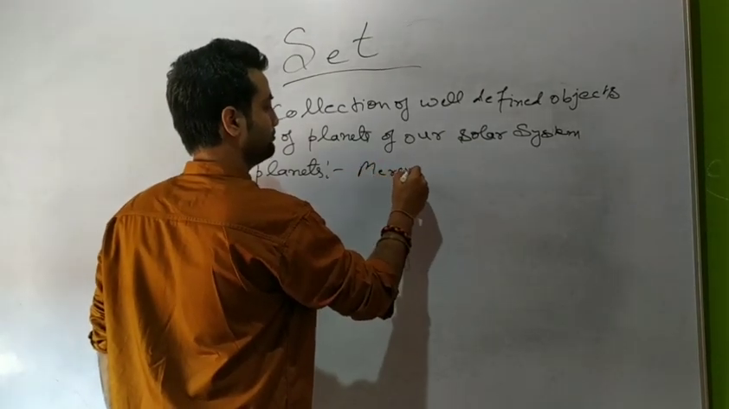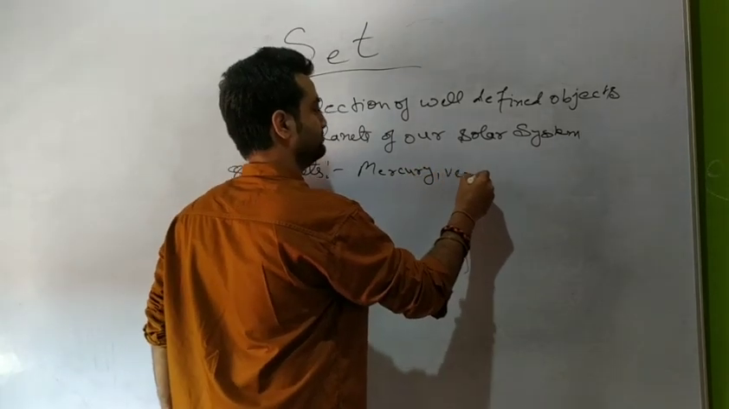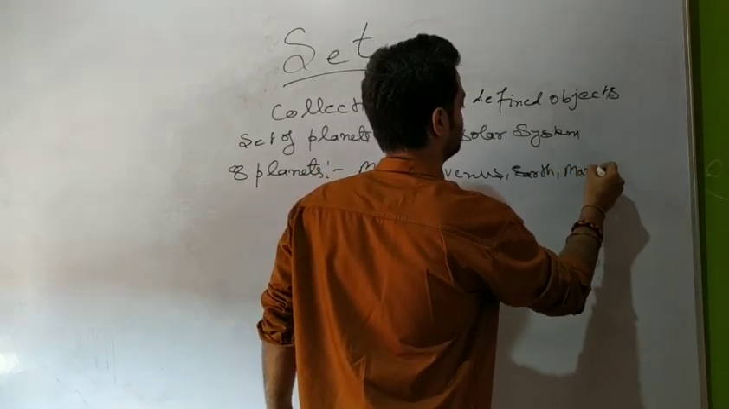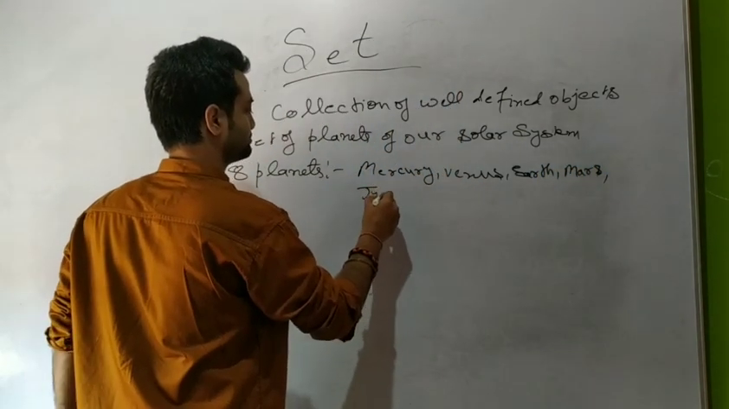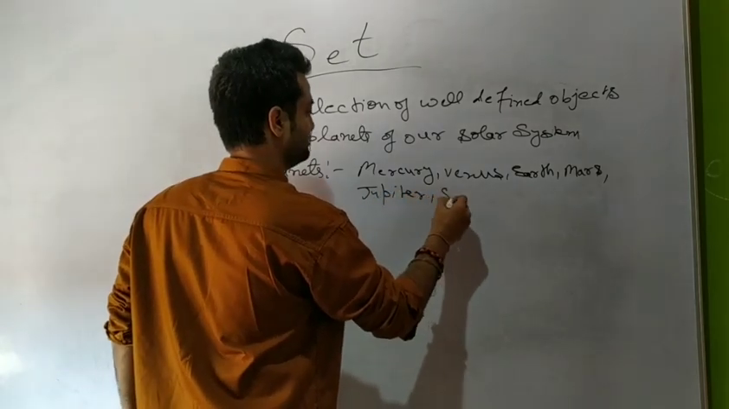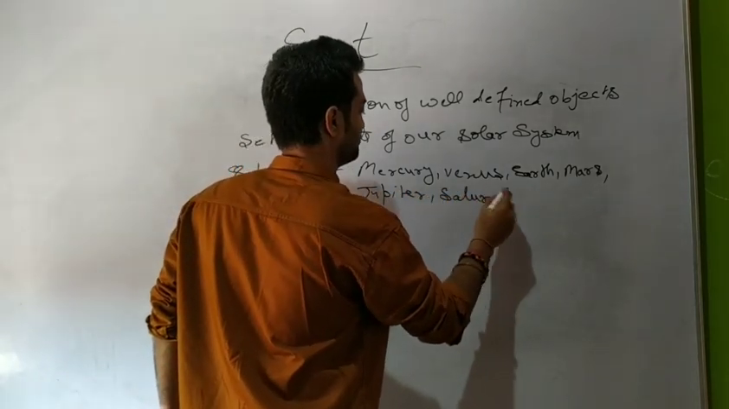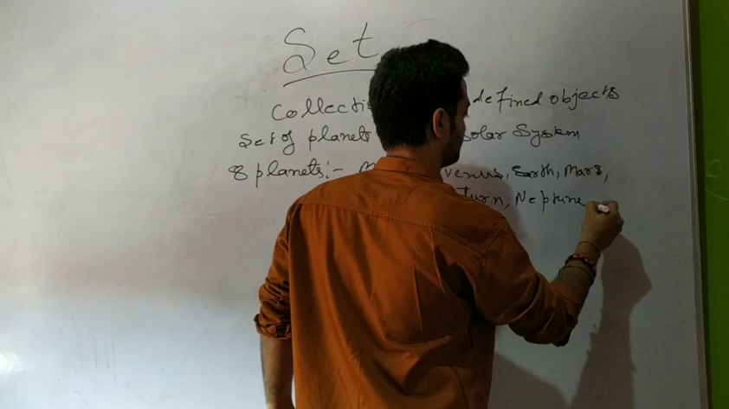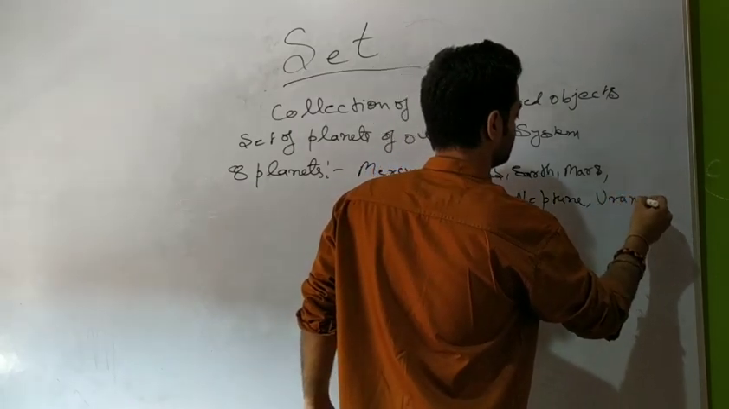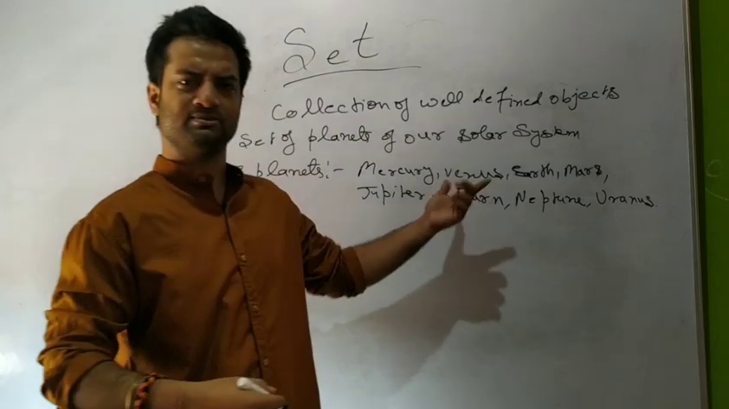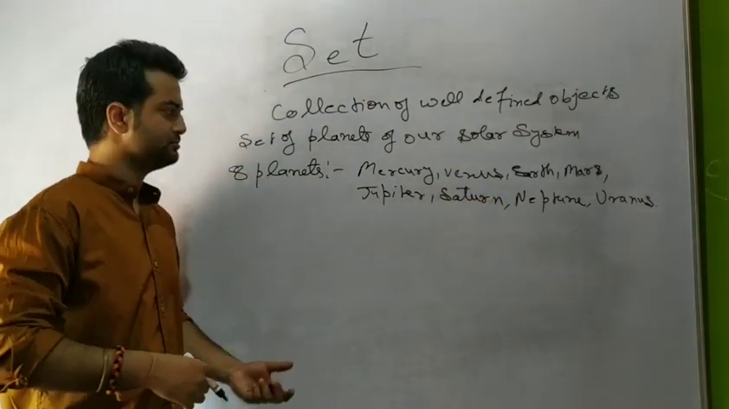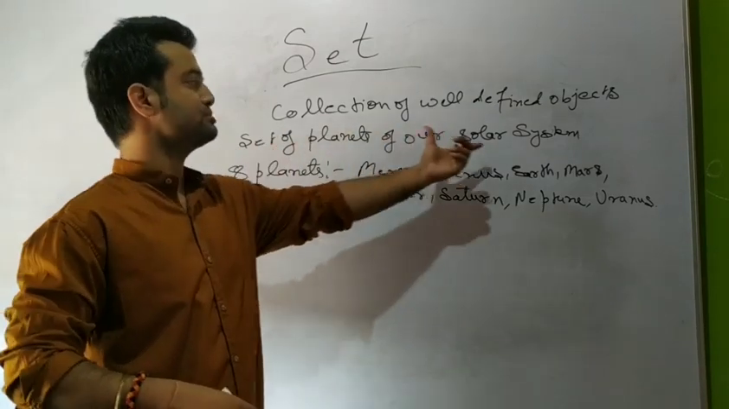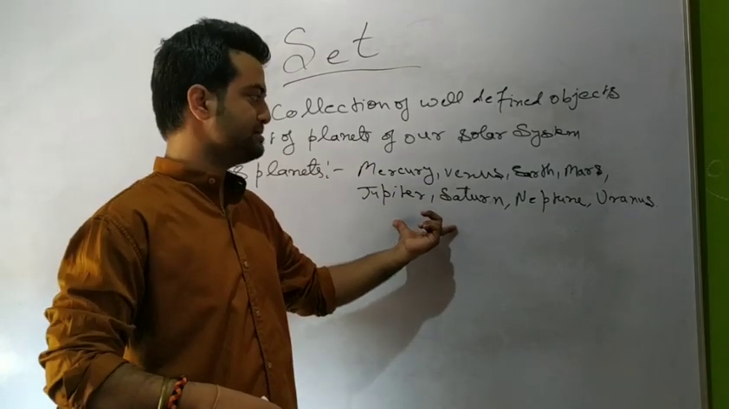Mercury, Venus, Earth, Mars, Jupiter, Saturn, Neptune, and Uranus. I guess first Uranus comes, then Neptune comes in order of distance. So when we talk about the set of planets of our solar system, these are the 8 planets.